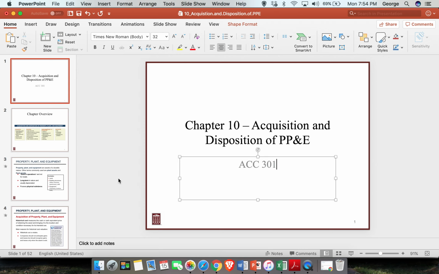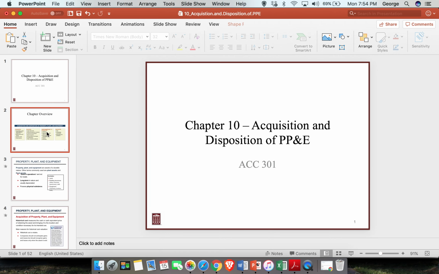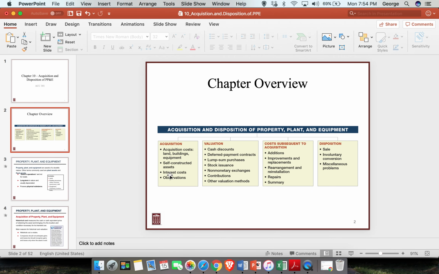Acquisition and disposition of PP&E. We know what that is, right? Property, plant, and equipment. So we're going to look at acquisitions. How do we do that? What about self-constructed assets, including looking at capitalization of interest costs.